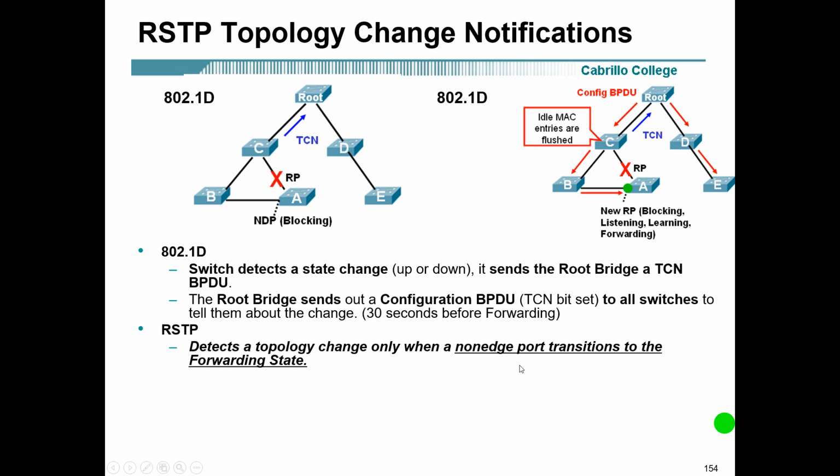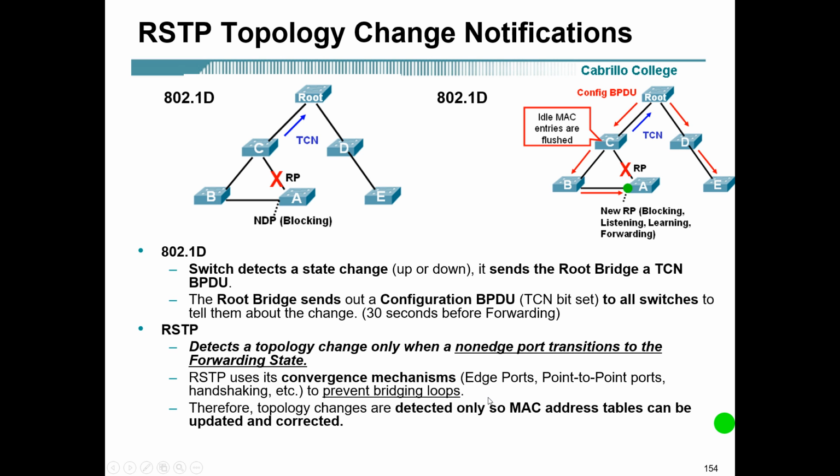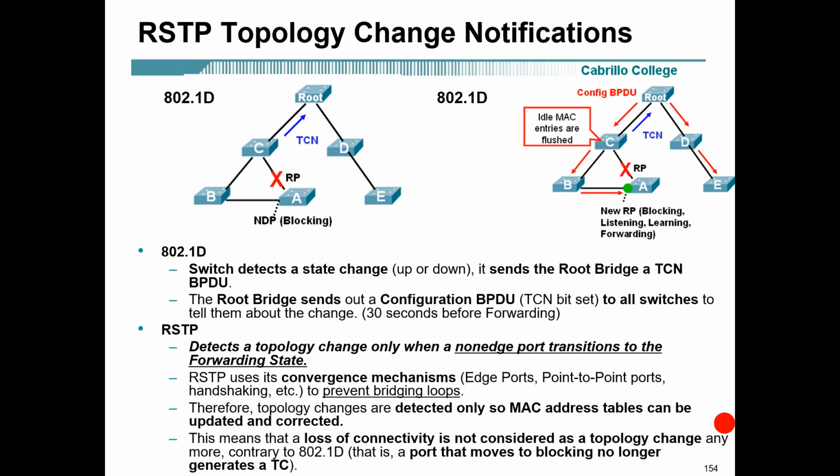With RSTP, it detects a topology change only when a non-edge port transitions to a forwarding state. RSTP uses its convergence mechanisms, edge ports, point-to-point ports, and handshaking, etc., to prevent loops. Therefore, topology changes are detected only so MAC address tables can be updated and corrected. This means that the loss of connectivity is not considered a topology change anymore, contrary to 802.1d. That is, a port that moves to blocking no longer generates a topology change notification.